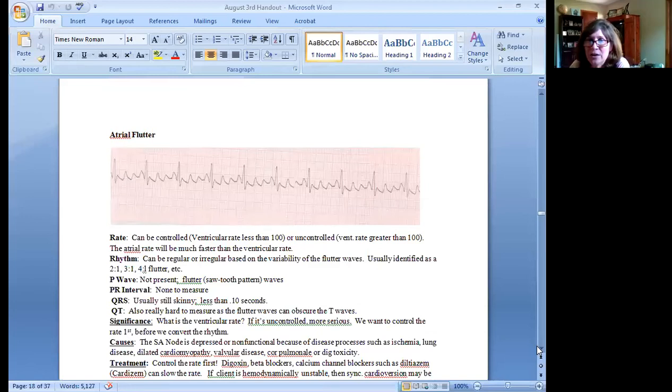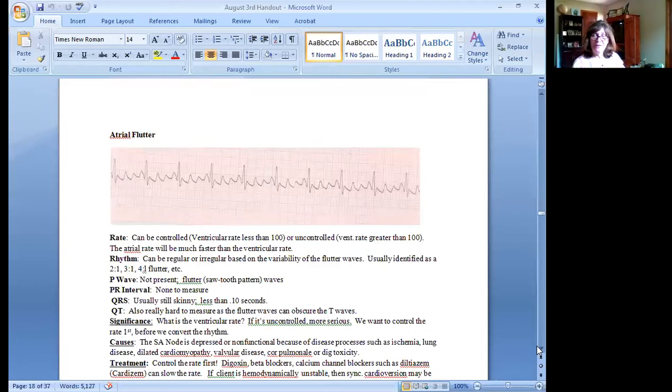Now, this is a flutter. Check this out. Squint your eyes looking at that. You see the sawtooth pattern? Unlike AFib, atrial flutter can be a very regular rhythm. This R to R happens to be very, very regular.